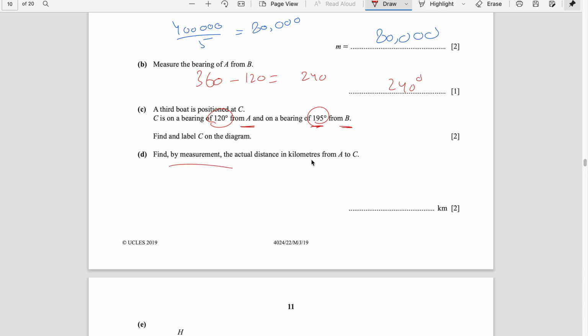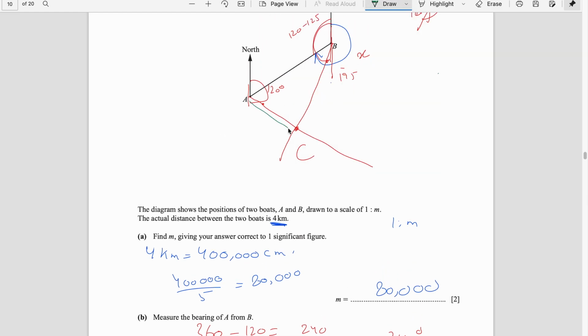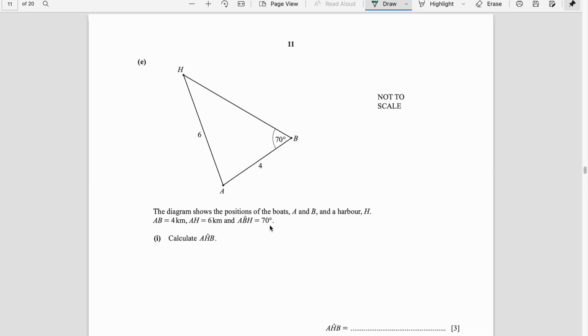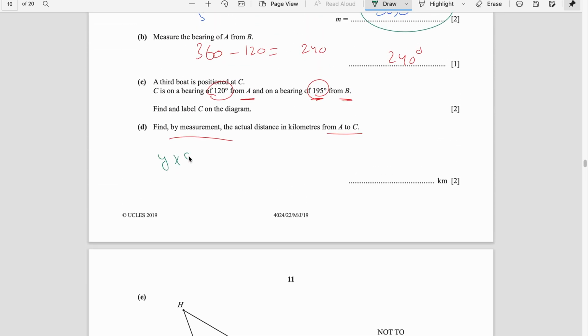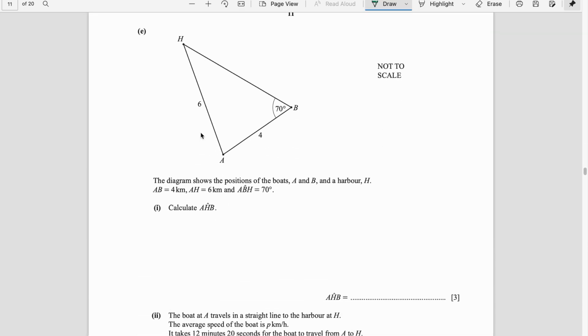Find by measurement the actual distance in kilometers from A to C. I'll leave this part and I'll just explain it. You measure this distance in centimeters, whatever it is, then you multiply it with 80,000. So let's say the distance was y, so y times 80,000, and don't forget to convert it back into kilometers. So this will be your answer, where y is the distance in centimeters you measured from your drawing.